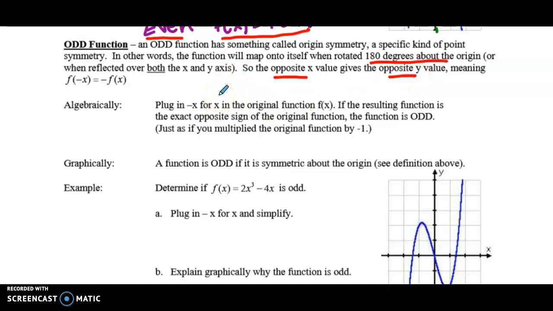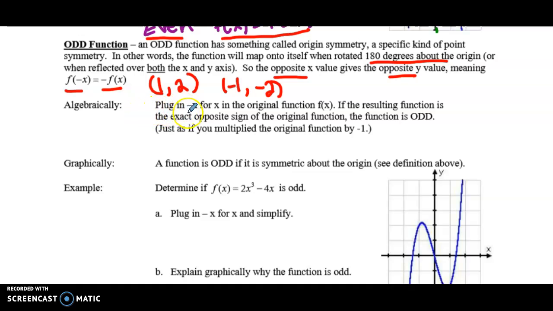Remember, if it was even, when you plugged in an opposite x, you got the same y. What this means is f of negative x equals negative f of x. That's kind of confusing. What that means is, let's just say I had the ordered pair (1, 2). Now, this is x, this is f of x. When I plug in -1, notice my y value is not going to be the same. My y value is also going to be opposite. So I should get (-1, -2).